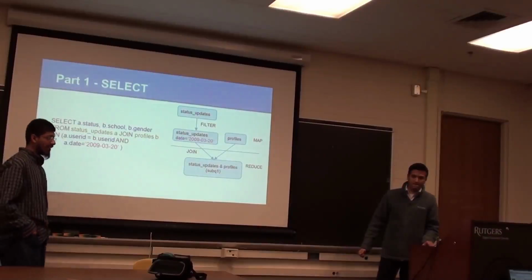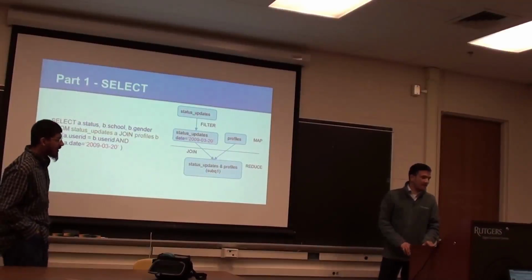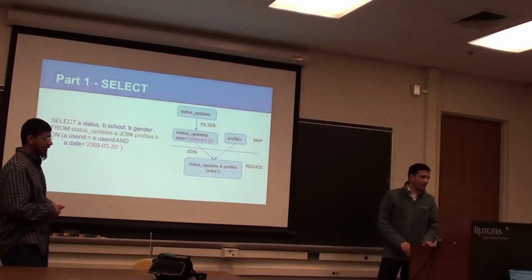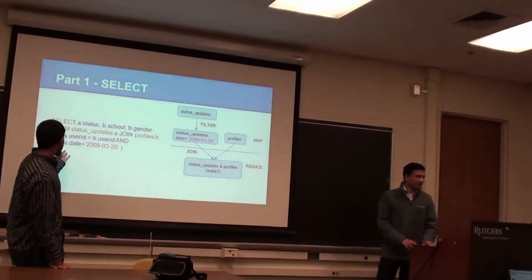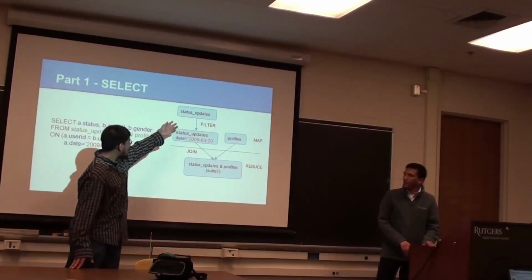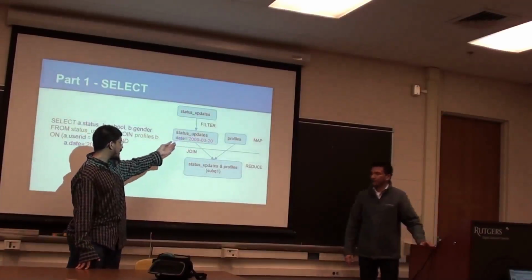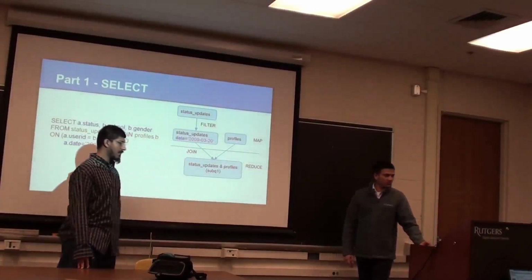Does anyone not understand? Well, the interesting part is that, like we heard before, MapReduce is coding, right? Like you code. Here it's so simple. You just have two tables, you filter the date, and basically you join them.